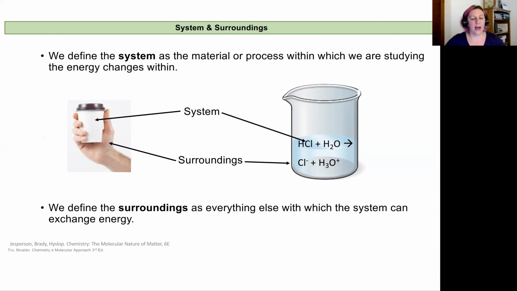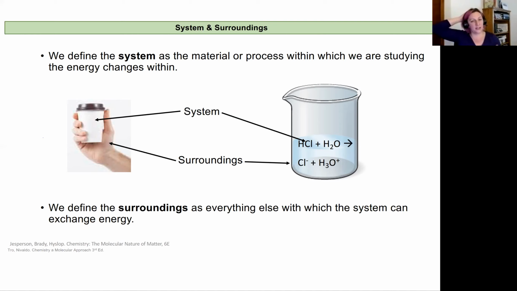So if I have a cup of coffee that's hot, it might be my system, right? I've got a hot cup of coffee, and my hand that holds it is going to be the surroundings around it. The heat of the hotter object inside the coffee transfers spontaneously to my colder hand. So heat transfers from the system of the coffee to the surroundings, and heat would be lost from the system to the surroundings.